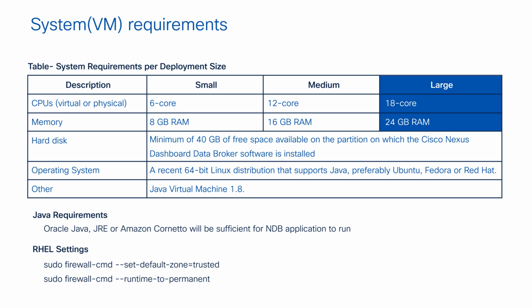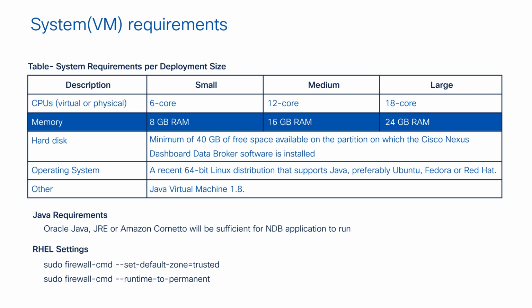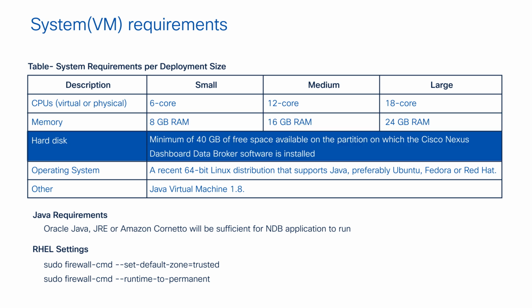When it comes to the small, the number of virtual CPU cores is 6. When it comes to the medium, it's 12. When it comes to the large, it's 18 cores. This is all virtual CPUs. And when it comes to the memory, the recommended memory for the small mode of deployment is 8 gig, with the medium it's 16 gig, and with the large it's 24 gig. For all three categories of the system modes, we need at least 40 gig of disk space.